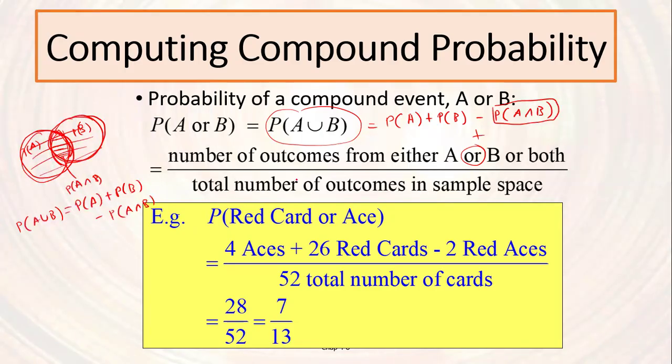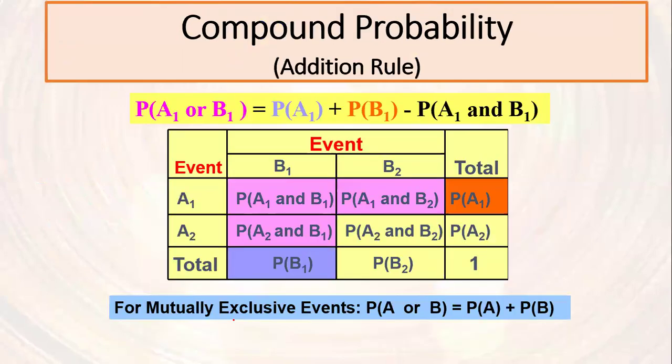So what is it asking you here? Red card or ace. So the probability of red cards is 26 of them, and the probability of ace, 4 of them. But you need to subtract ace and red card, which is 2 of them. So which is 28 divided by 52. Anybody has any question?